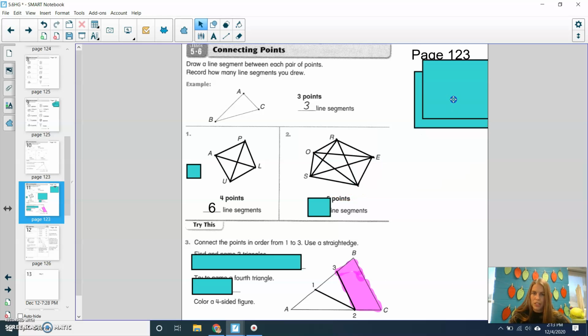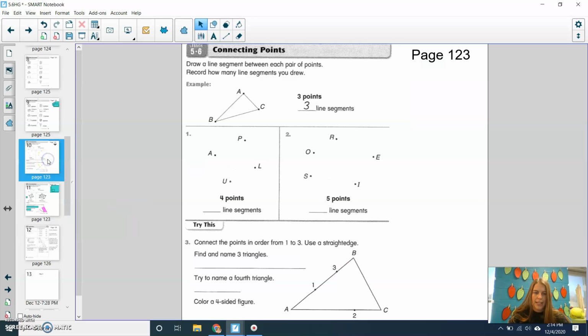Okay, so for number 2, look at all those line segments. So you can see how I connected S to each of those letters, and then I went to O and connected them, R, E, and that final spot as well. When I count all of my line segments, I should have had a total of 10 line segments. So if you want to double check to make sure yours matches mine.